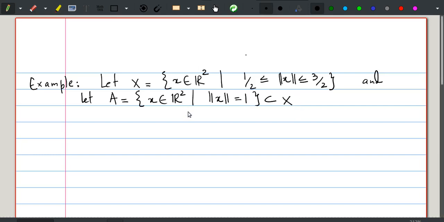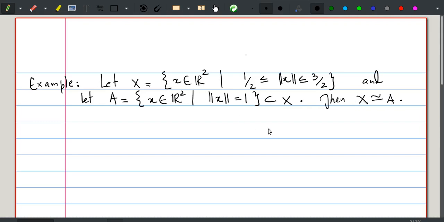Then we have to prove X is homotopically equivalent to A. Now to prove this, it is enough to prove that there exists a continuous deformation retract of X onto A.